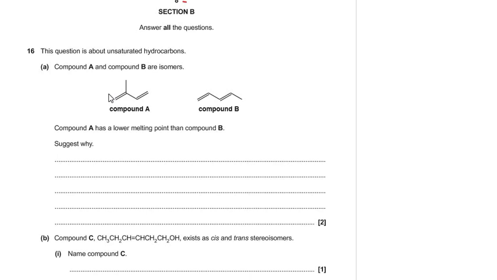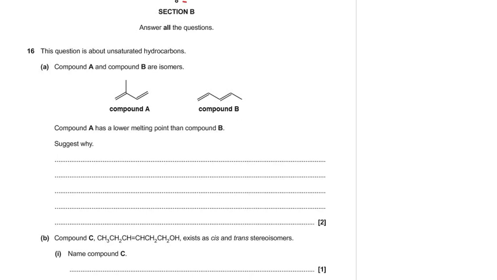So in this question we're being asked about unsaturated hydrocarbons, and this is quite a lengthy question. It goes into quite some detail, but stick with me and I'll explain my thinking as we go through the answers. So question 16, unsaturated hydrocarbons. We're immediately given compounds A and B, and we're told they are isomers, and if we look at them we can see that each one has 5 carbons, 2 double bonds, and that they are isomers. It tells us that compound A has a lower melting point than compound B.